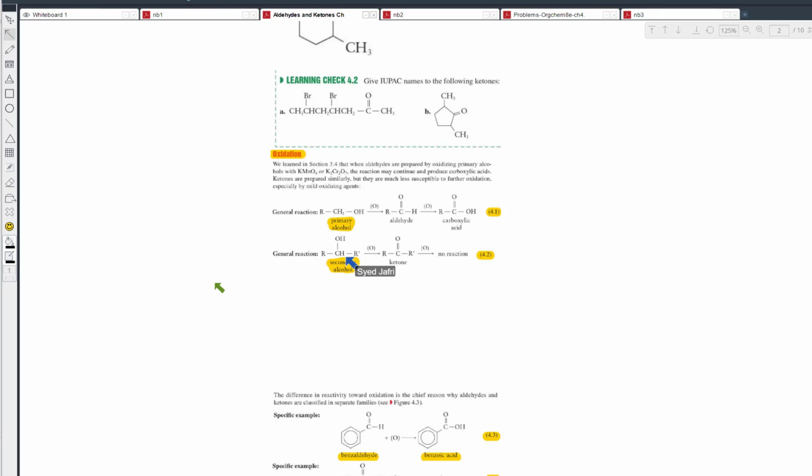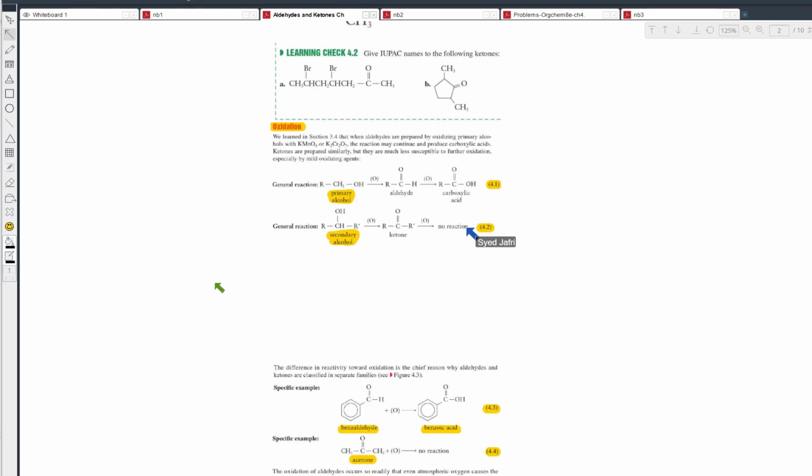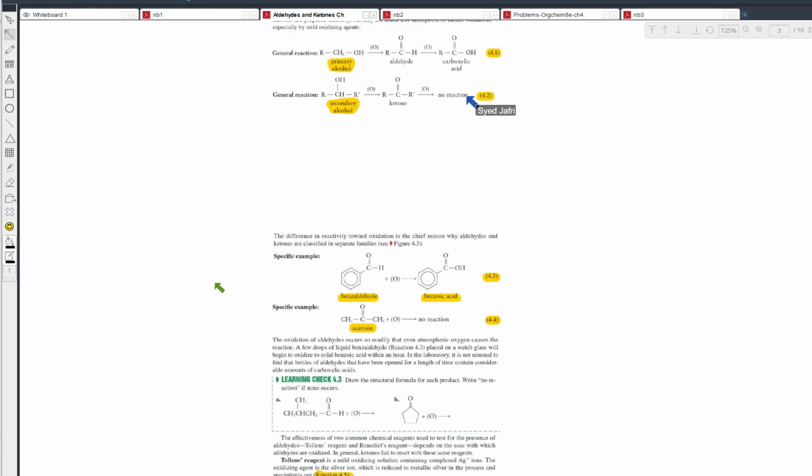This is another one, a secondary alcohol. A secondary alcohol is going to oxidize with the same reagent, but it will change into a ketone, because on both sides you have carbon, and the ketone is not going to oxidize further. It stops here at the ketone. No further reaction. Is it clear? Yes.